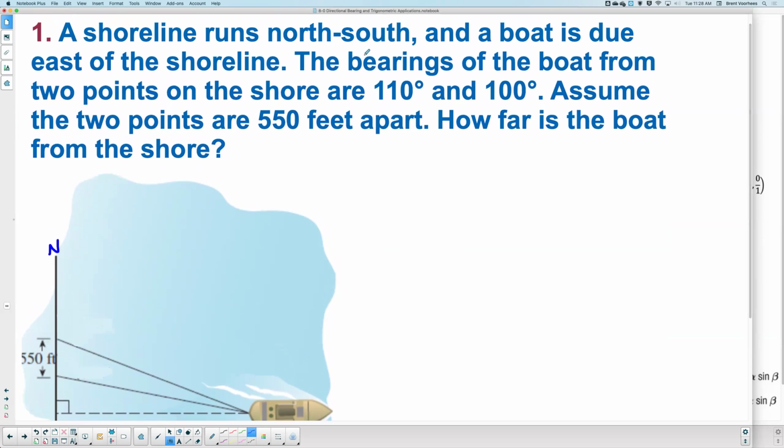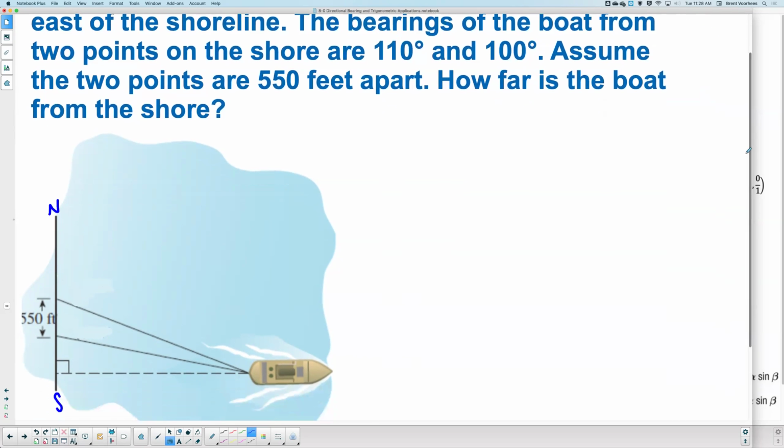A shoreline runs north-south and a boat is due east. Due means, again, perfectly. That means perfectly east. So here's the boat. Perfectly east would obviously be this dashed line, which means this would be to the west going this way. That makes sense. We cool there?